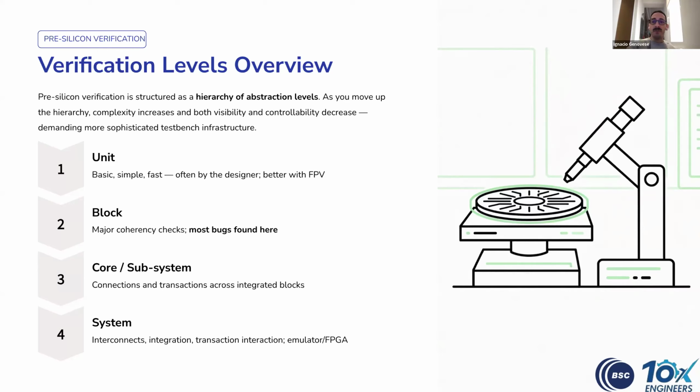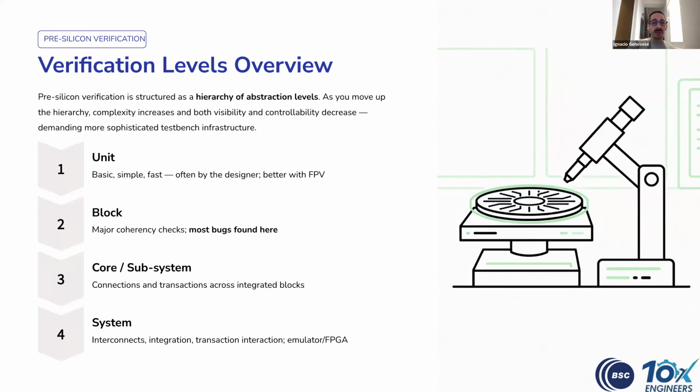And we target integration defects and software-hardware interaction. At this level, we usually use techniques on FPGA or emulation. We test for interconnections, integration, transaction interactions. And as we move up into each level, the complexity increases and the visibility and controllability decreases. So we need more sophisticated test bench infrastructures as we go up into the levels of verification.